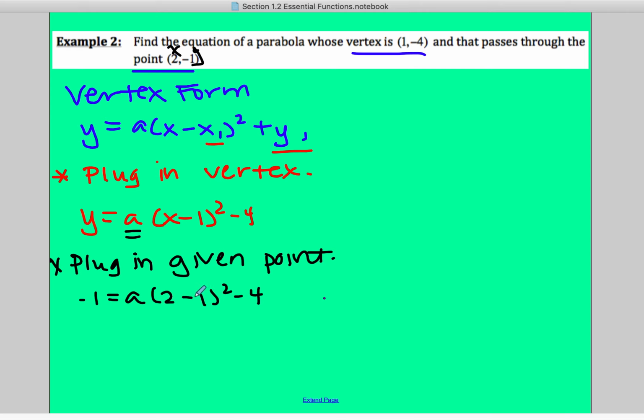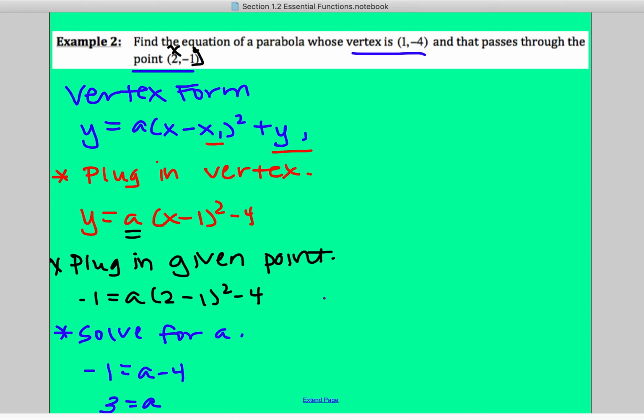Now from here I have enough information to solve for a. So I have -1 equals a times (2 minus 1) squared minus 4. 2 minus 1 is 1, and 1 squared is 1. So 1 times a is just a. Then I'd add 4 to the other side, which gives me 3. So a is equal to 3.